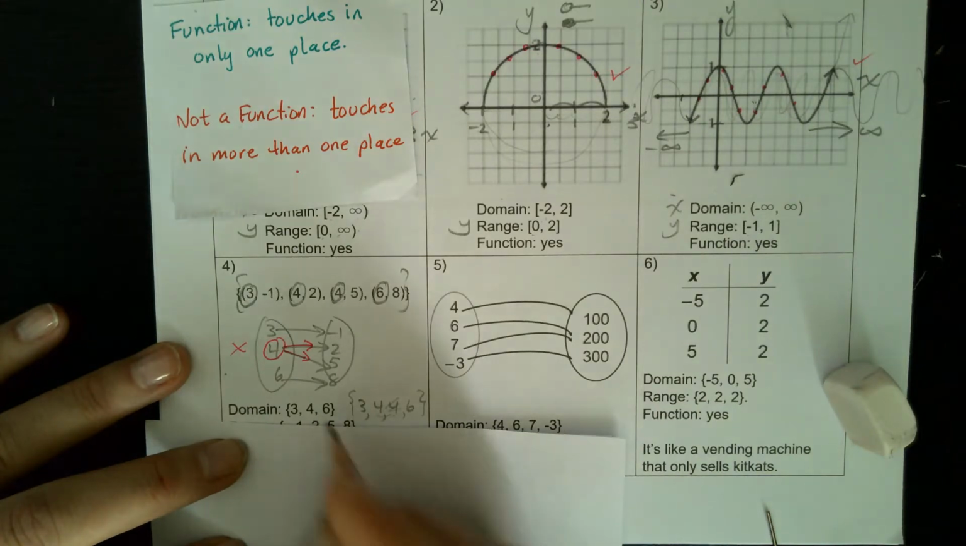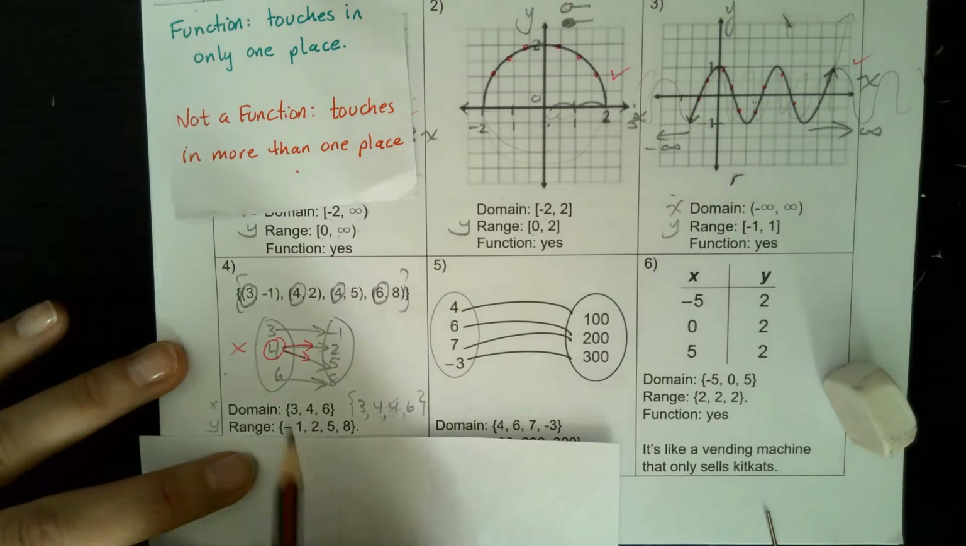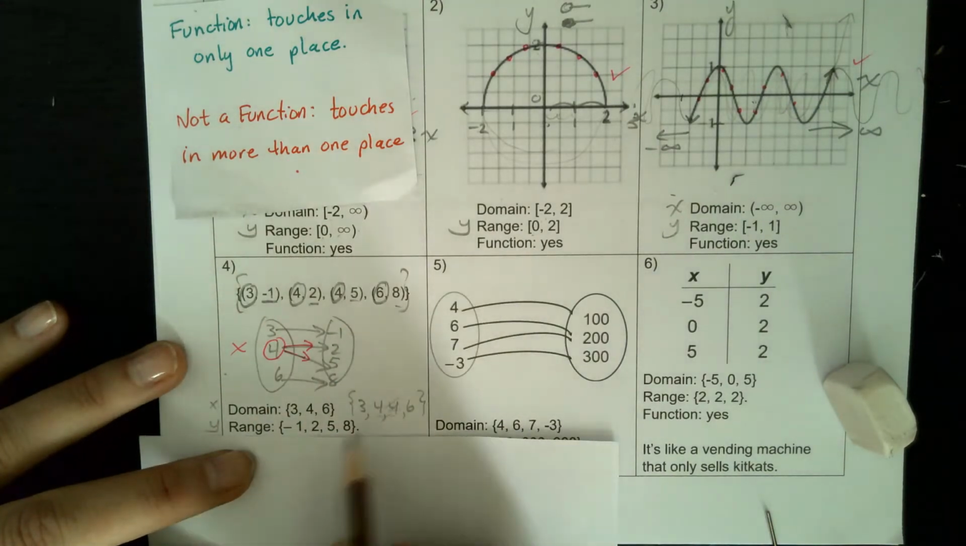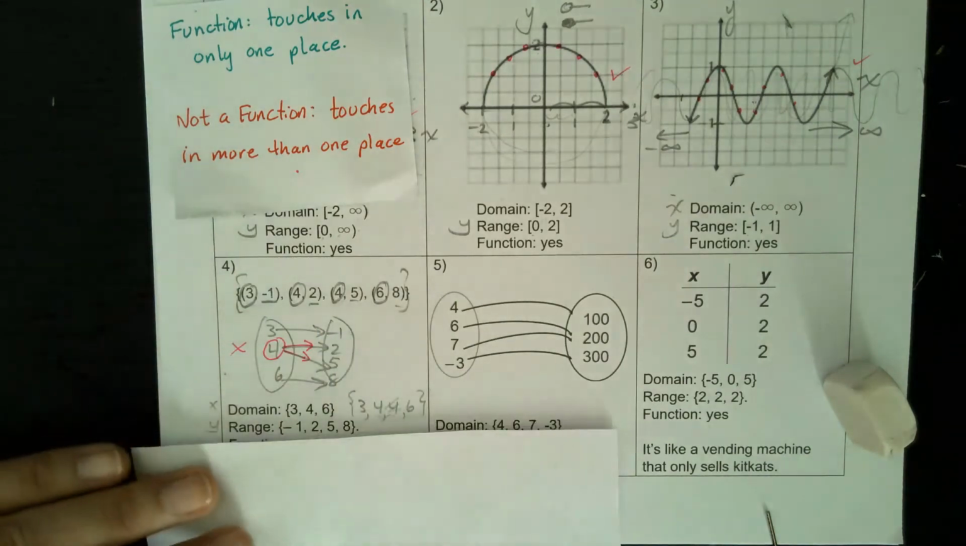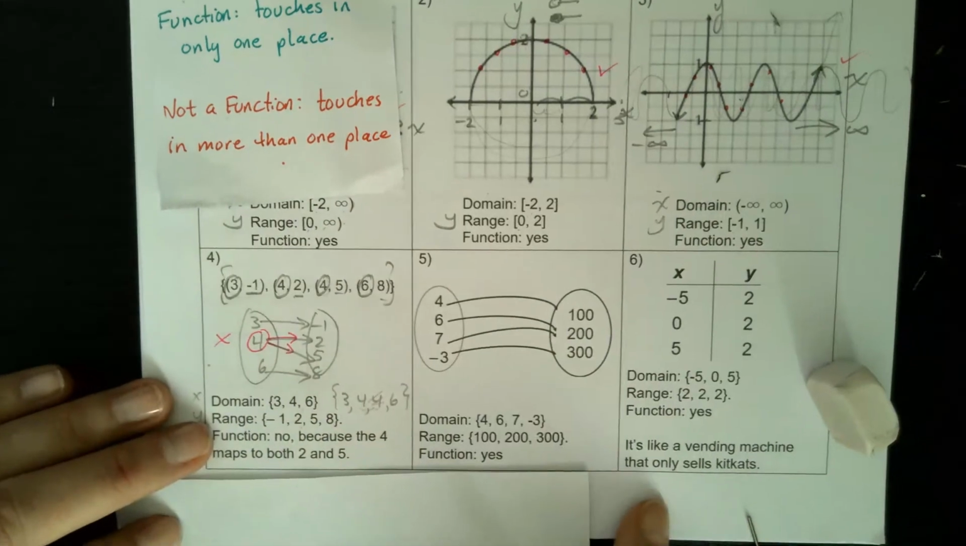Okay? So now my range is just my y values. So I take -1, 2, 5, and 8. So it's easy when it's ordered pairs. All right, so it's not a function. Here's the domain and range.